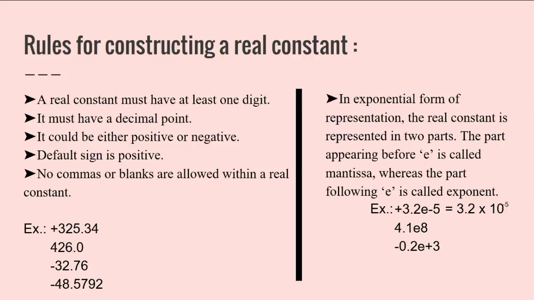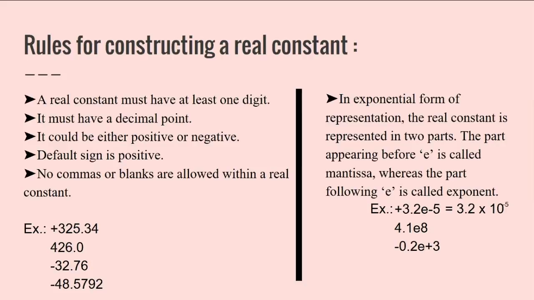Now let us see how to construct a real constant, or a float as we say in C. A real constant must have at least one digit, same as the integer constant, and it must have a decimal point. This is the addition to the rules for constructing an integer constant. For constructing a real constant, we must add a decimal point, whether the number to the right of the decimal exists or not. If it doesn't exist, it is assumed to be 0.